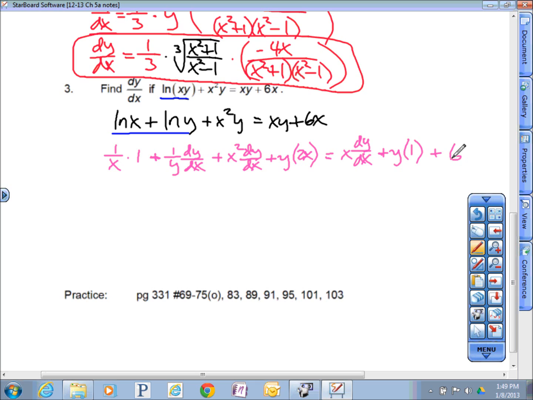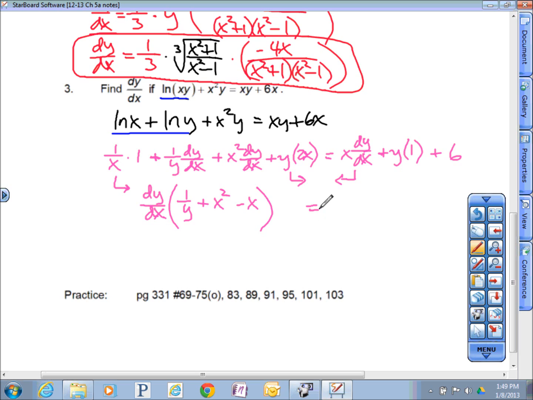Plus a 6. So there are 1, 2, 3, 4, 5, 6, 7 terms, 3 of whom have dy over dx's. So I'm going to take this one and move it to this side. I'm going to take this one and move it to that side. I'm going to take this one and move it to that side. Combine some steps here. So let's see. On the left side, I've got a dy over a dx that's being multiplied by the quantity 1 over y plus x squared minus an x.